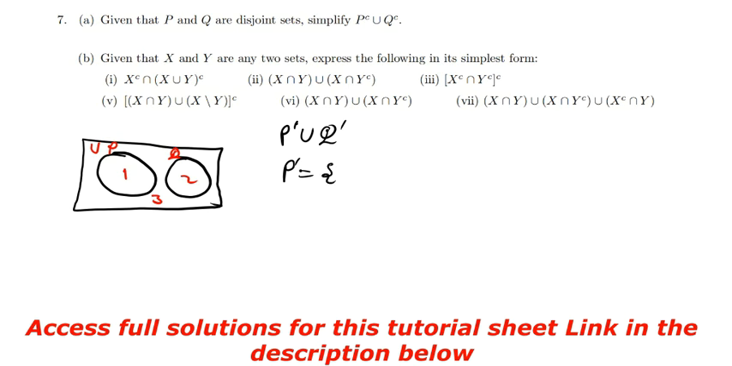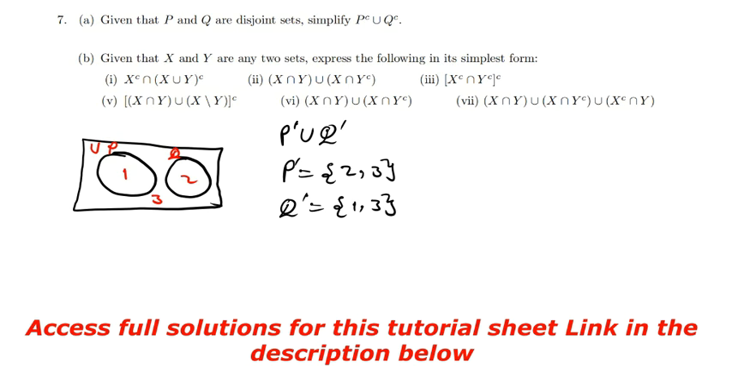So P complement, these are elements which are not going to be found in P, but in the universal set. So that is going to include 2 and 3 only. Then Q complement as well, this is going to be equal to elements which are in the universal set, but they are not in Q. So that is going to be 1 and 3. But then we are saying union.